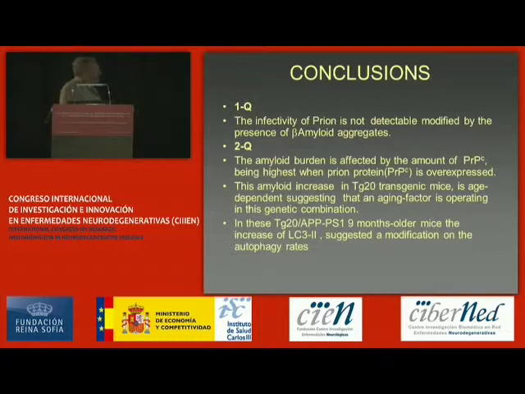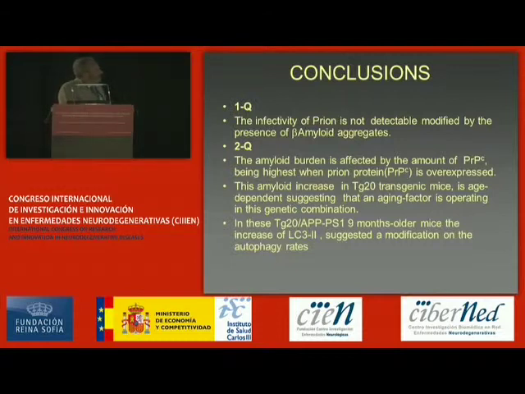So, as conclusions, the infectivity of prions is not different depending on amyloid. The prion infection only recognizes the amount of PrP protein in the brain. It doesn't matter if you have a different amount of amyloid in the brain. However, in the other direction, the amyloid burden is modified. It's affected by the presence of PrPC. When we have a large amount of PrPC, the accumulation of amyloid is clear and evident.